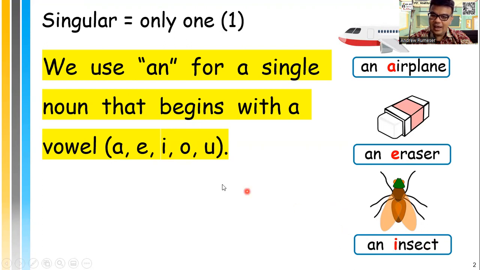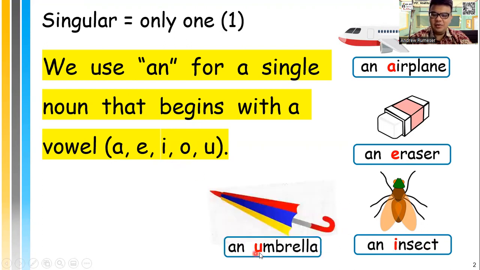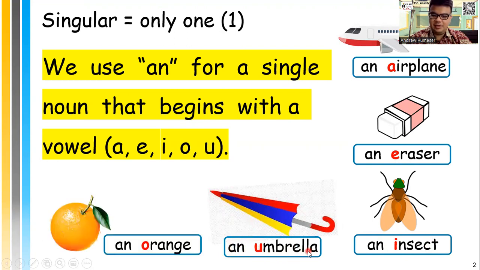That's right. I. Exactly. What about umbrella? Umbrella starts with the letter U. That's right. That's why we use an umbrella. Everybody say an umbrella, right? What about this fruit? This word. Orange starts with the letter O.